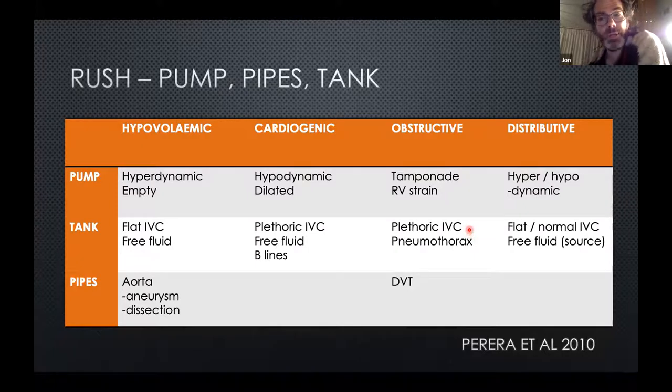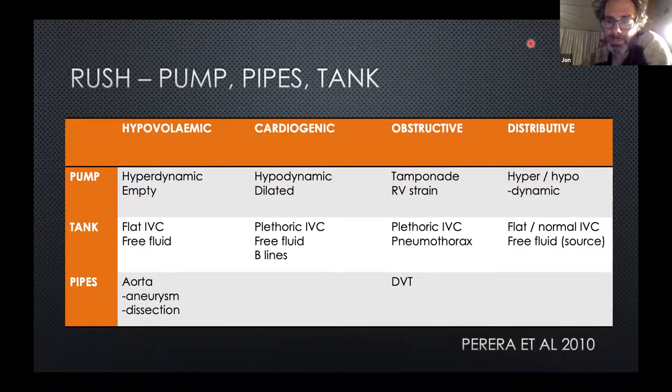So IVC is a great thing to look at in shock, because if you see a narrow, collapsible IVC, you can pretty much immediately discount all the causes of obstructive shock. You can rule out pneumothorax, a massive PE, and tamponade. If you've got any of those conditions, they should cause your IVC to be dilated. So if it's narrow and collapsible, you can rule those out.